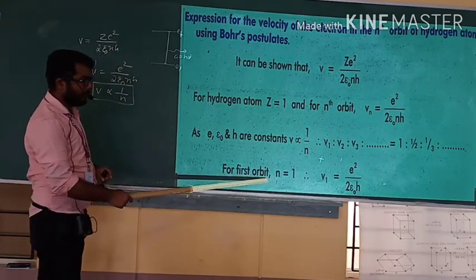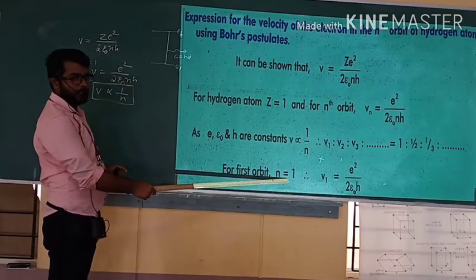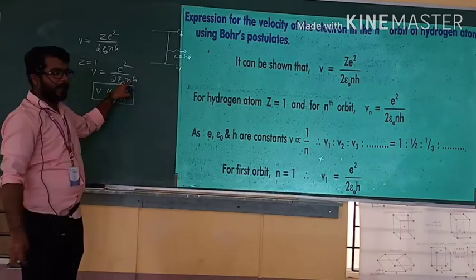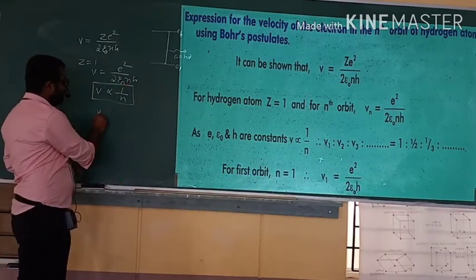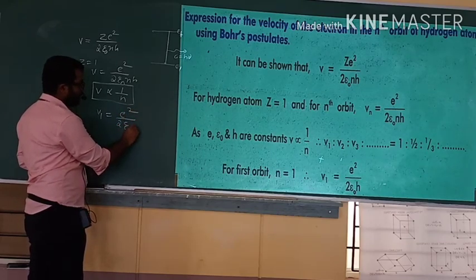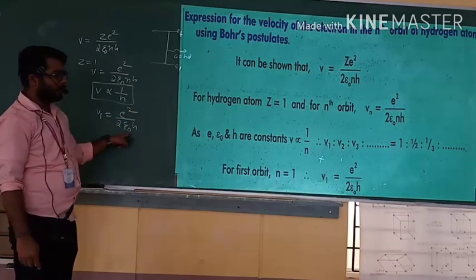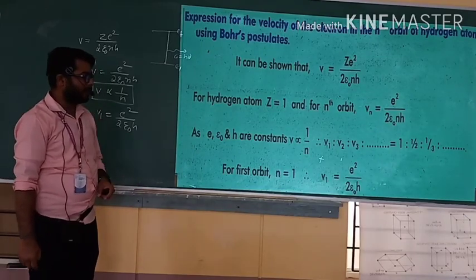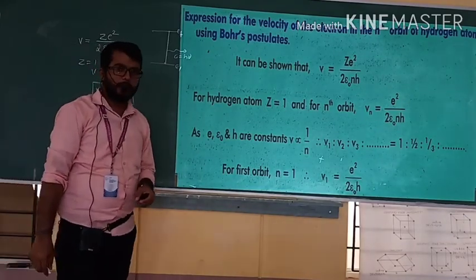For the first orbit, n is equal to 1. Substituting n is equal to 1 in the equation, v1 is equal to e square divided by 2 epsilon into h. Substituting all the values, we are getting vn is equal to e square divided by 2 epsilon h.